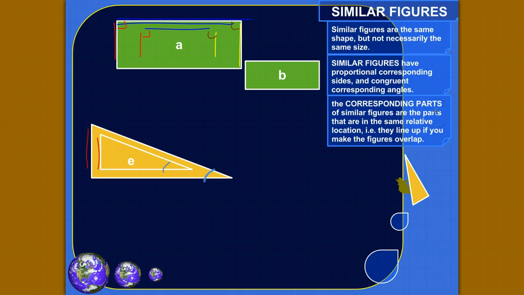So the corresponding parts of similar figures are the parts that are in the same relative location, or in other words, they line up if you make the figures overlap. You get them pointing in the same direction, and then see what is lined up with what.